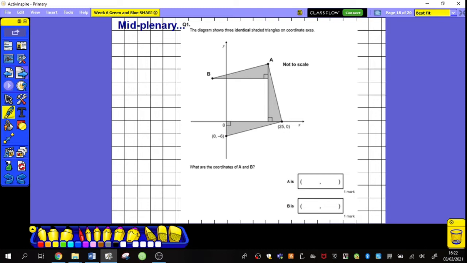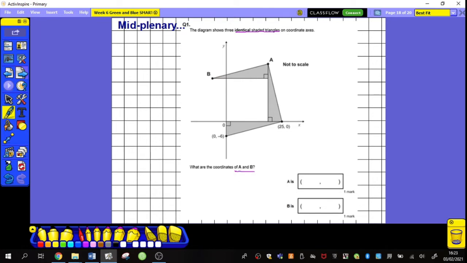Right, task 2 then. Looking at problems in all four quadrants. This is just like yesterday in the problems. I need to use my knowledge of shape and my knowledge of coordinates when there is no grid. The diagram shows 3 identical shaded triangles. So these are the same. These 3 triangles are the same on coordinate axes. What are the coordinates of A and B?